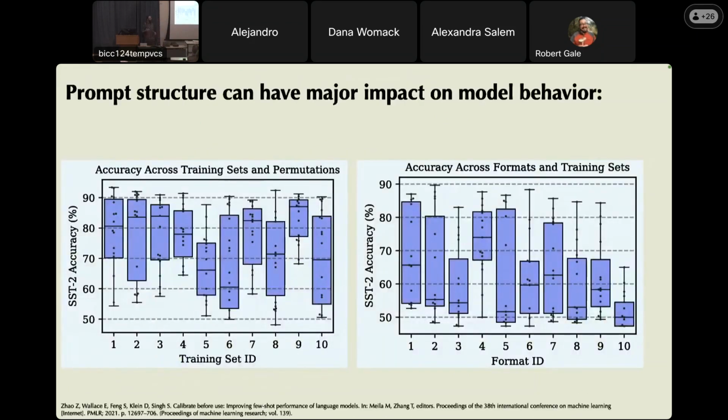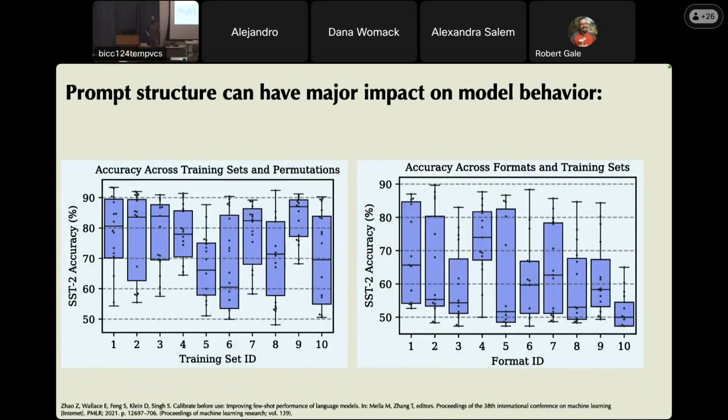This is from a paper that looked at prompt stability. On the right, we see 10 different ways of formatting the same prompt, and the wildly varying performance that the authors got for the same inputs, depending on the prompt format. So, to me, that makes the hair on the back of my neck stand up.